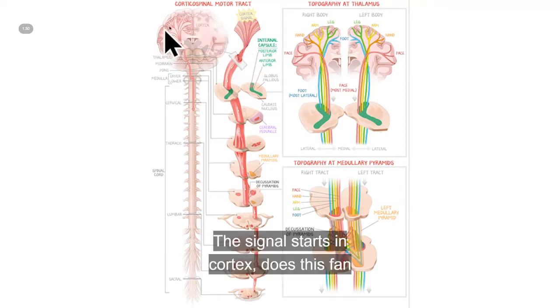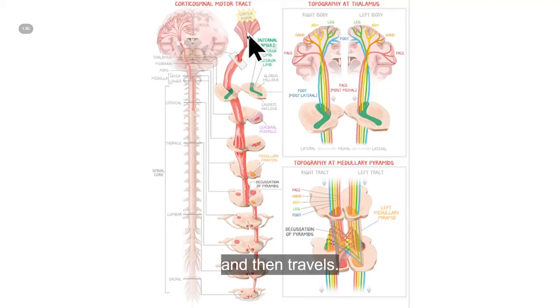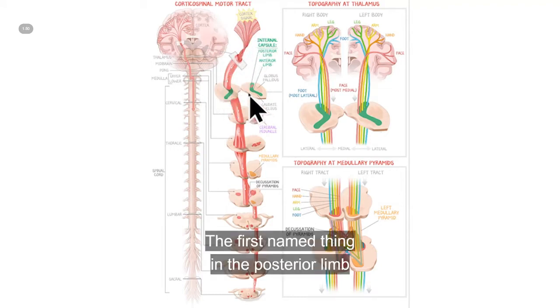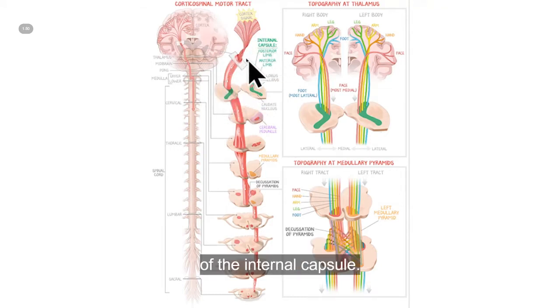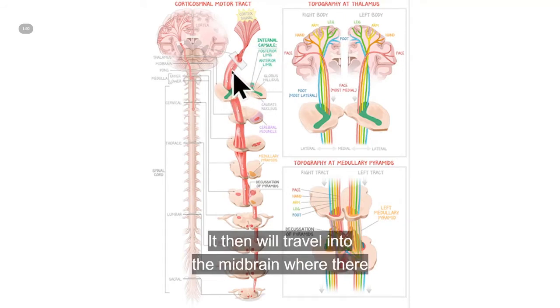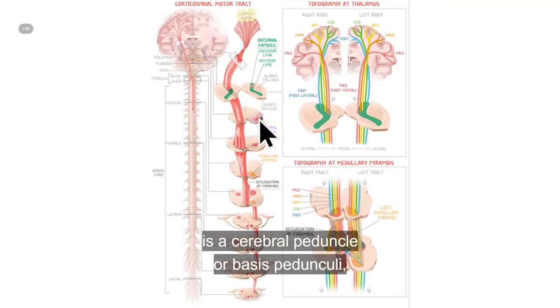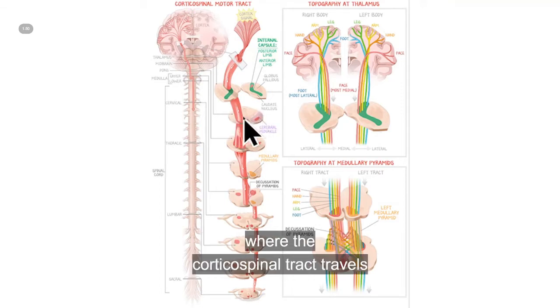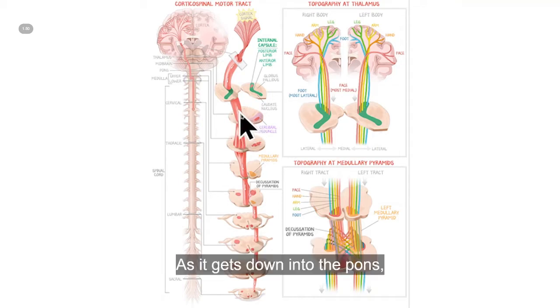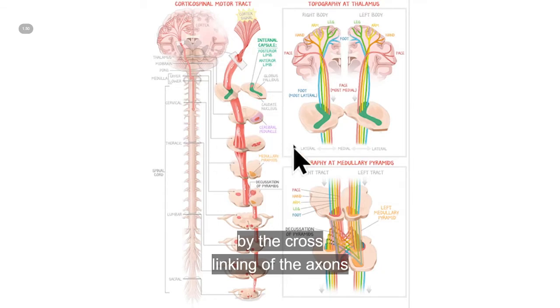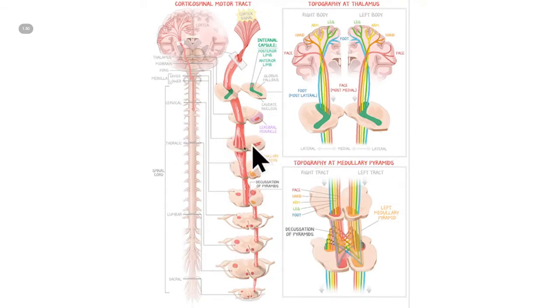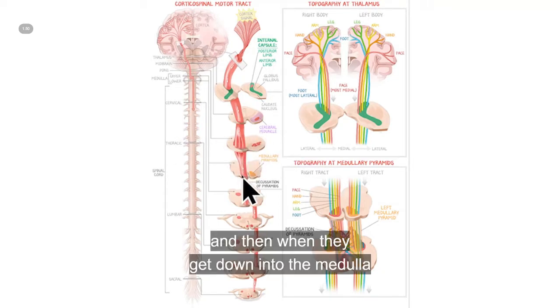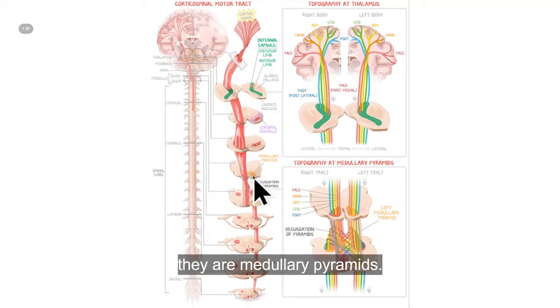The signal starts in cortex, does this fan thing we'll get back to in a moment, and then travels in the first named thing, the posterior limb of the internal capsule. It then will travel into the midbrain, where there is a cerebral peduncle, or basis pedunculi, where the corticospinal tract travels in front of the substantia nigra. As it gets down into the pons, the tracts are sometimes interrupted by the cross-linking of the axons of the cerebral peduncle. And then, when they get down into the medulla, they are the medullary pyramids.